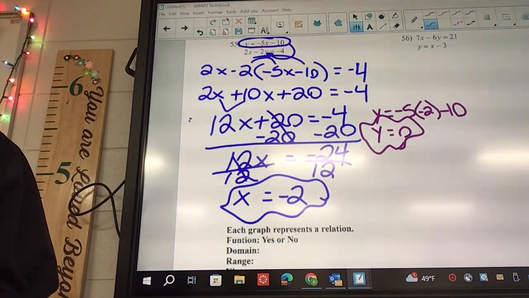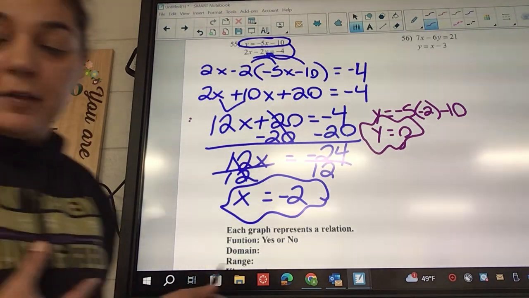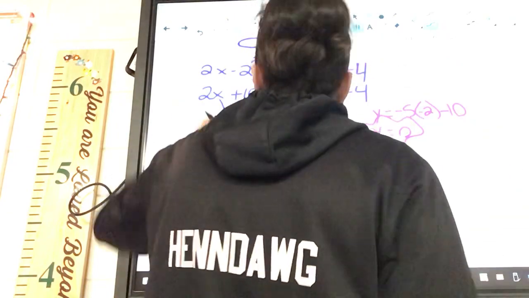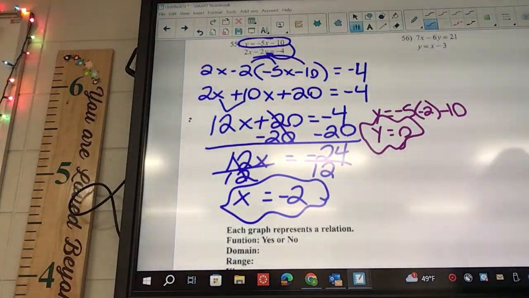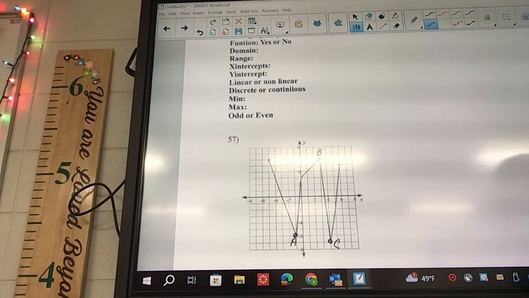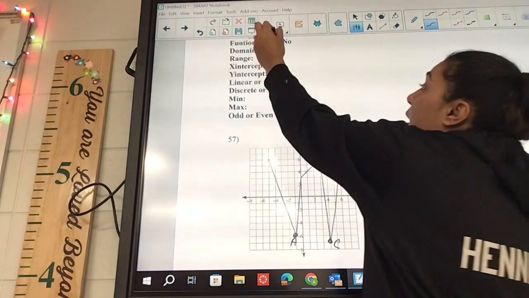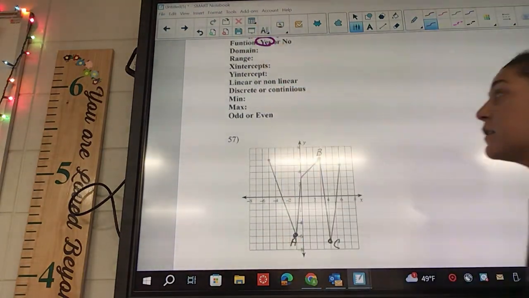Do you want me to do 57 or 60? Let's do 57. Okay, I prefer to do 57. Okay, is this a function? Yes, it looks to be. Yes, it is. Okay, a bunch of you guys got this section wrong on your test the other day.